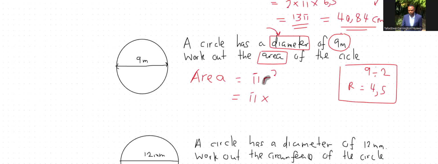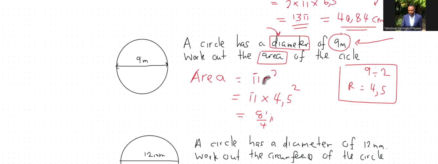So now I've got my radius, which is 4.5. Then I now take my radius and I sub it into the formula. Okay. Then now I say pi times 4.5 squared, which is going to give me 81 over 4 pi.